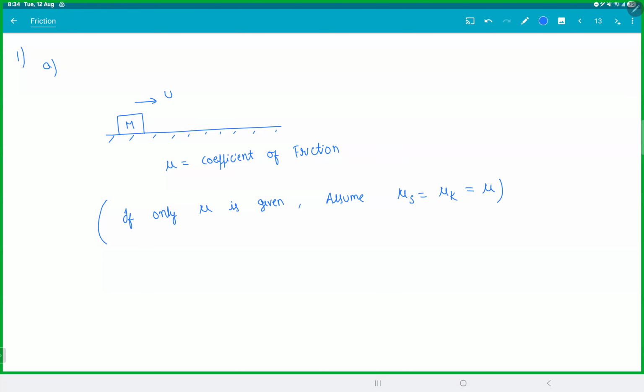Because in some of the questions, you will see they'll just give you the mu value and then you'll get confused what to use. So we have a block that is given speed u on a rough horizontal surface. So you kept a block on a floor and you kicked it. Standard thing. Must have done this many times. Find the distance traveled by the block before it stops.